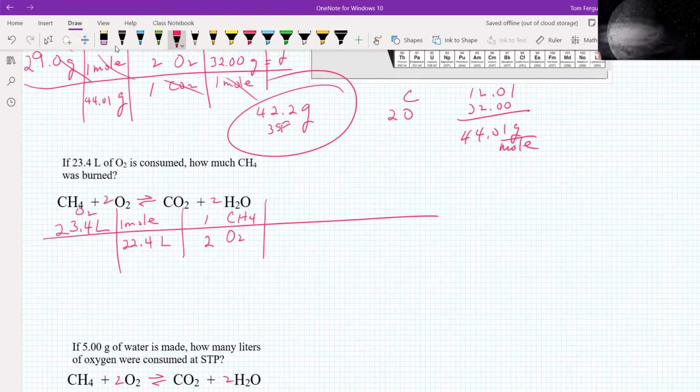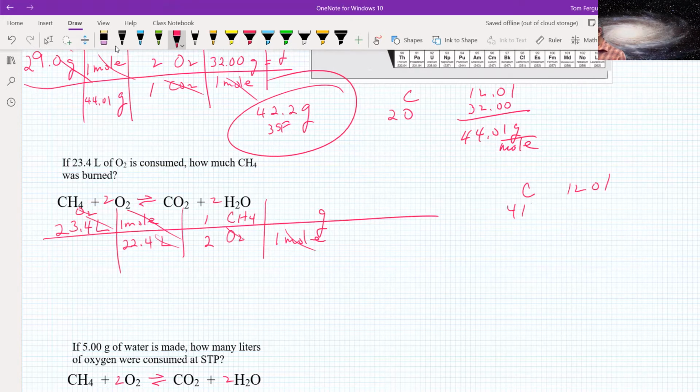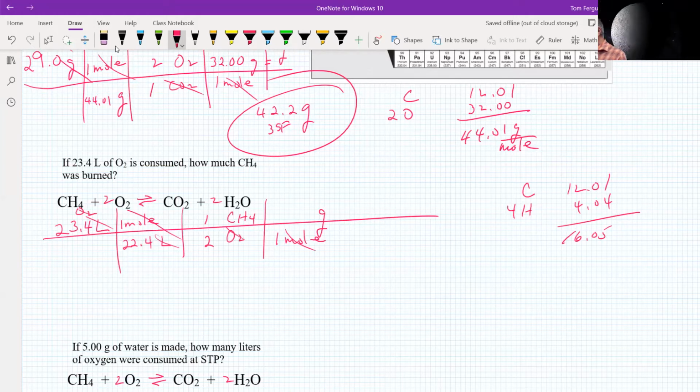Now we have, again, how much is grams for the methane. Okay, so methane is CH4, so carbon is 12.01. 4 hydrogens is going to be 4.04. So we're looking at 16.05 grams per mole.